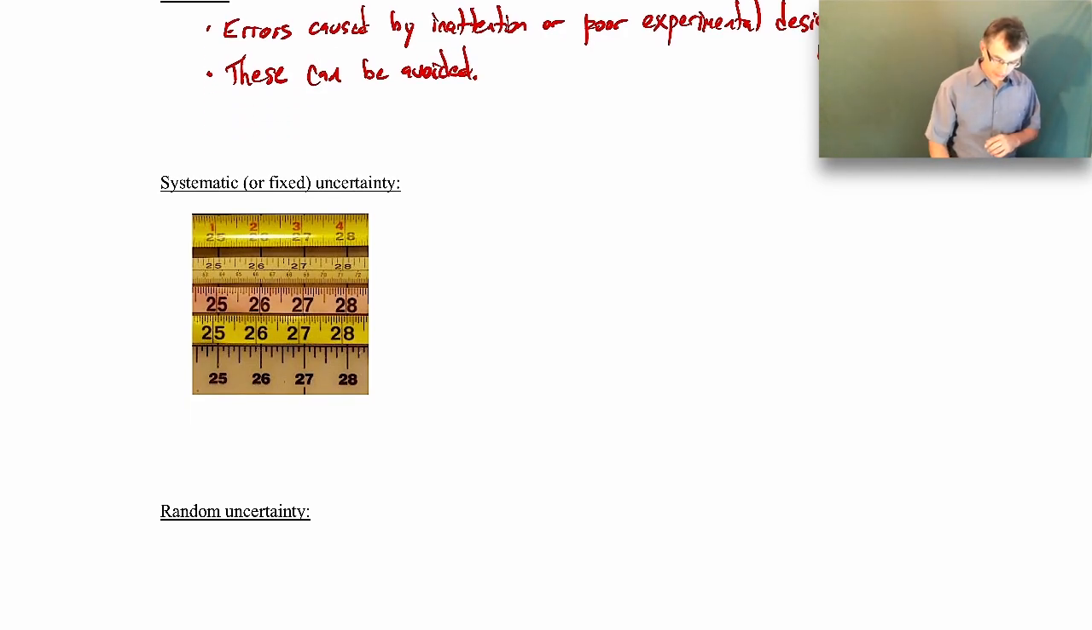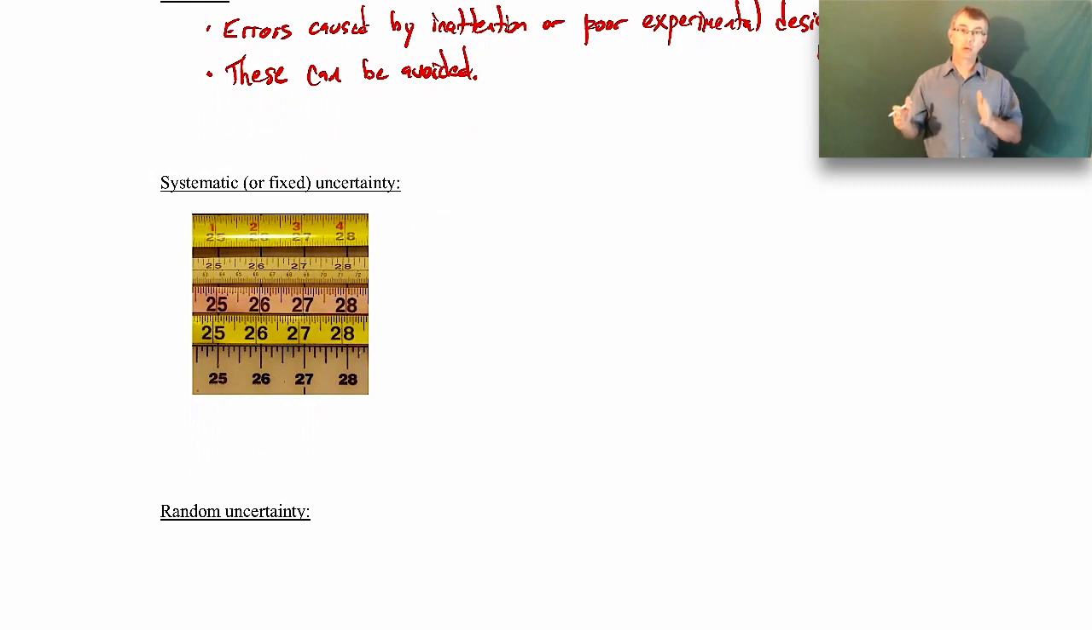The next one is systematic or fixed uncertainty. This is an uncertainty that if you make multiple measurements using the same device, all those measurements will be off by the same amount. A good example of this would be, for example, a ruler that's been kind of worn down on the end. So it's not measuring the exact correct length, but it's always off by the same amount.